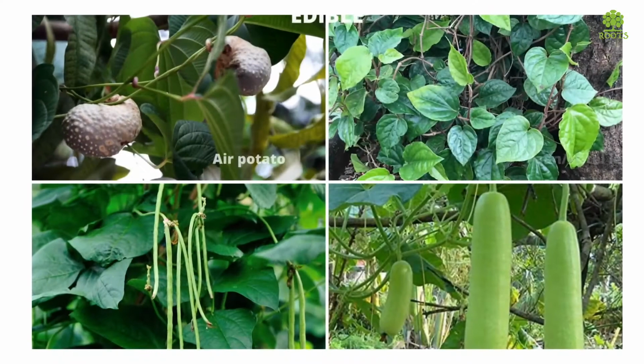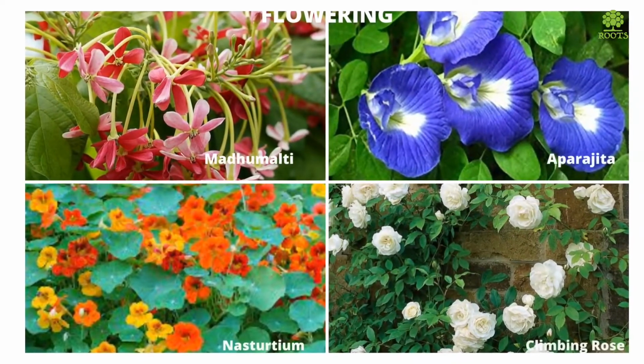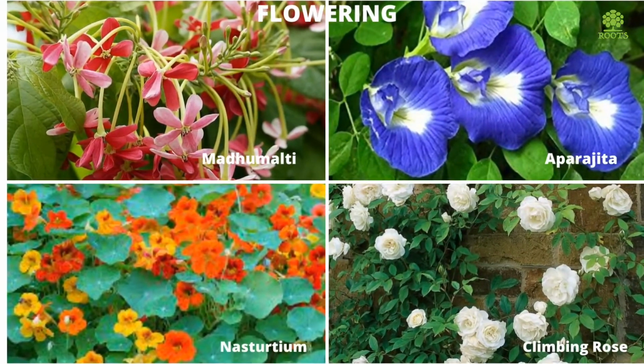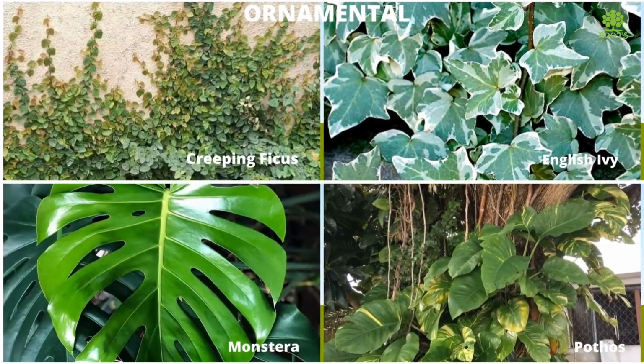Some great examples of edible vines would include air potatoes, pan, all the beans that we eat, the pole beans, cluster beans, hyacinth beans, all the gourds, loki, tori, tinda are these examples. Great flowering vines would include madhumalti, aparajita, nasturtium, climbing rose. And some great ornamental vines would include creeping ficus, English ivy, pothos, monstera, philodendron. These are some great examples.